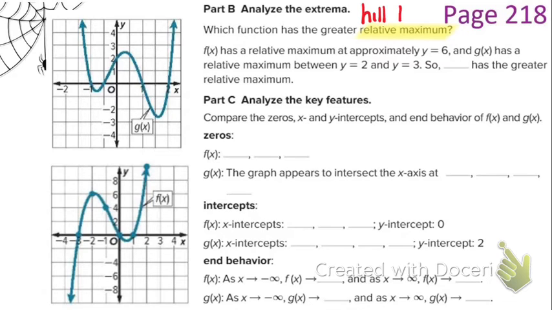So it's kind of like a hilltop when you're looking at a graph. So for part B, where it's asking us to compare these two graphs, we have the f of x and the g of x. So this is f of x. This is g of x.